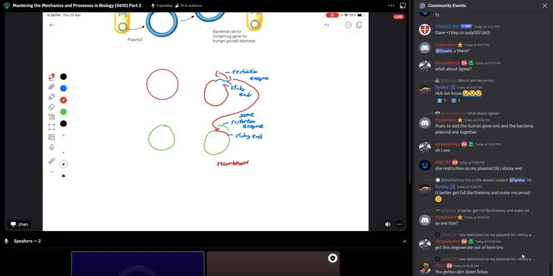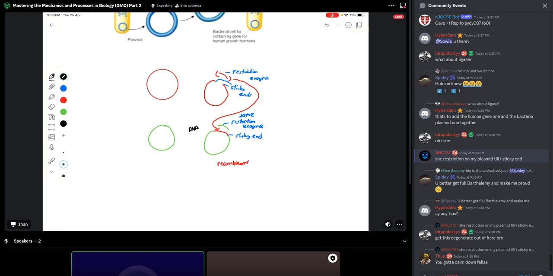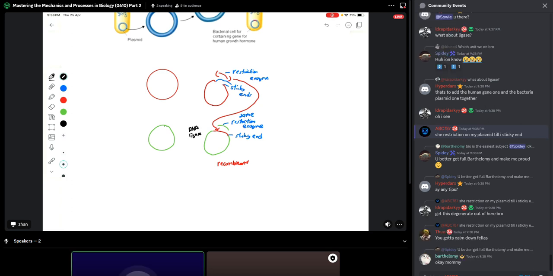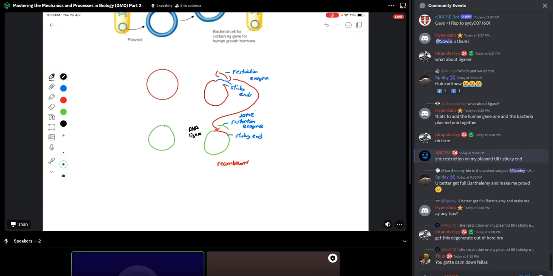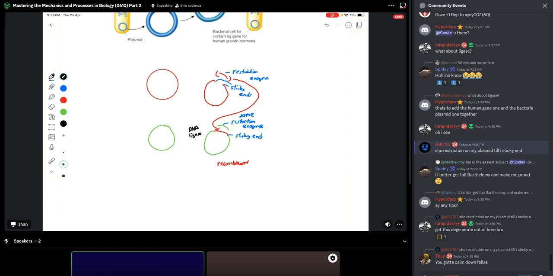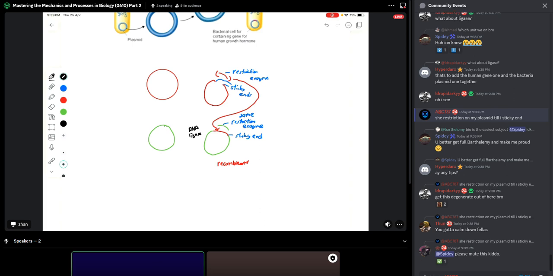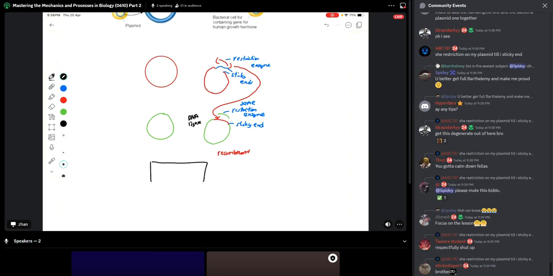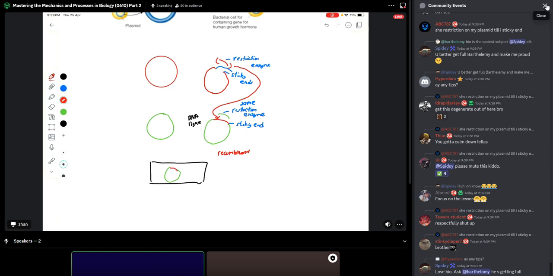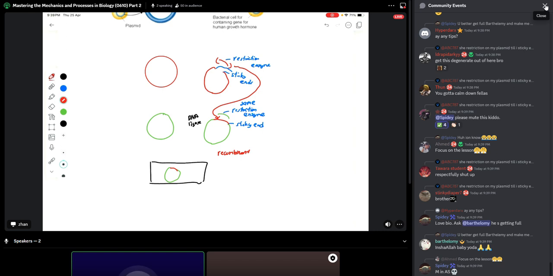What I use to insert that is a DNA ligase, which helps to join the cut human DNA into the plasmid. Then I insert this whole thing back into the bacteria, for example in the fermenter, and let it replicate.